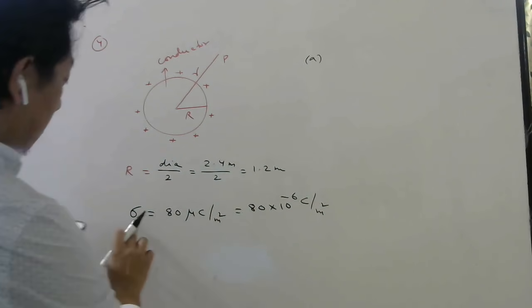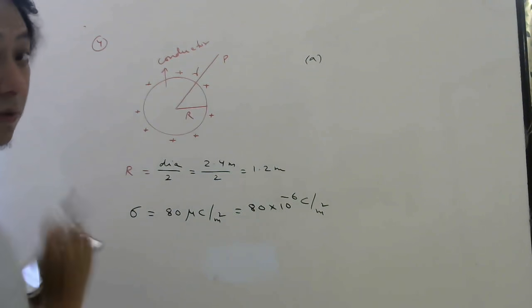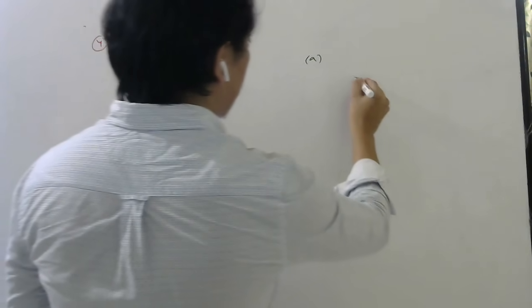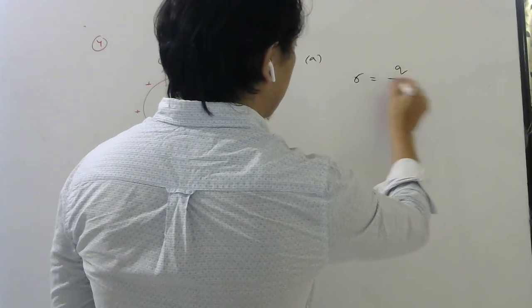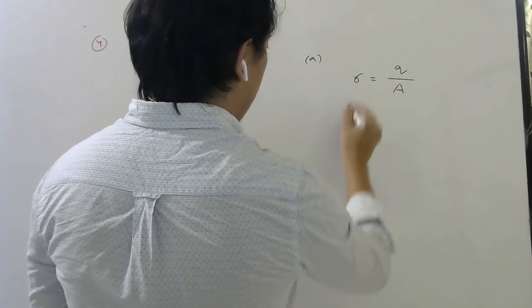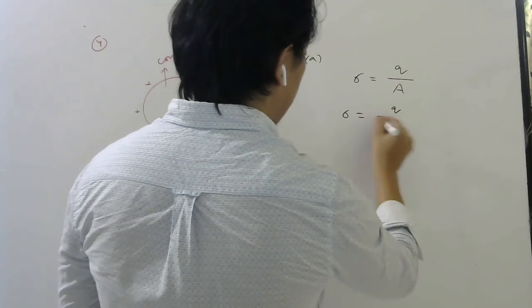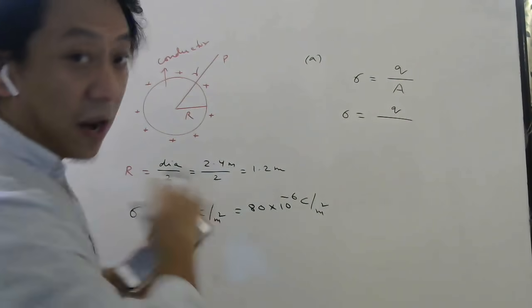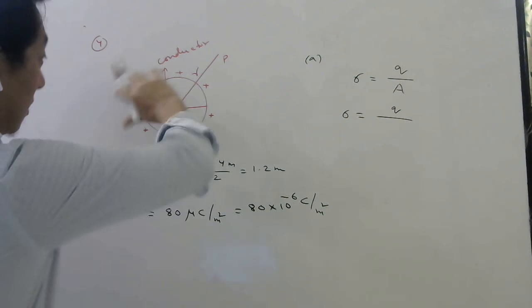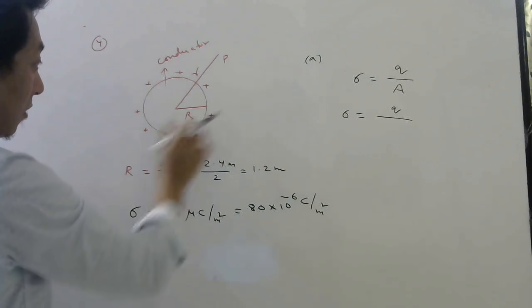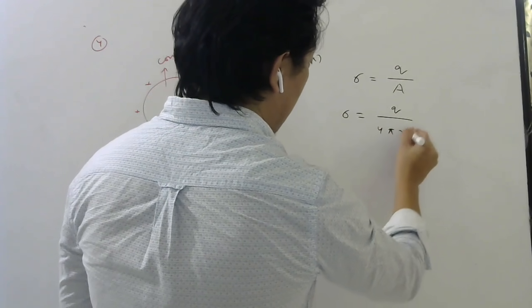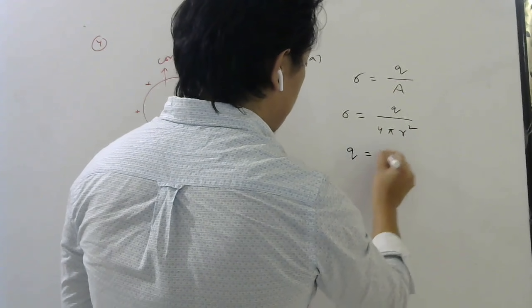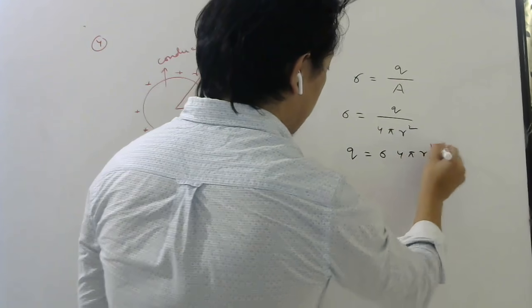Now sigma they have given, radius they have given. Now what is the meaning of sigma? Since it is constant, sigma can be written as charge divided by area. Now what kind of area it is? Is it a flat area? It is curved, and the area of a sphere is how much? 4 pi r square. So charge will be sigma 4 pi r square.